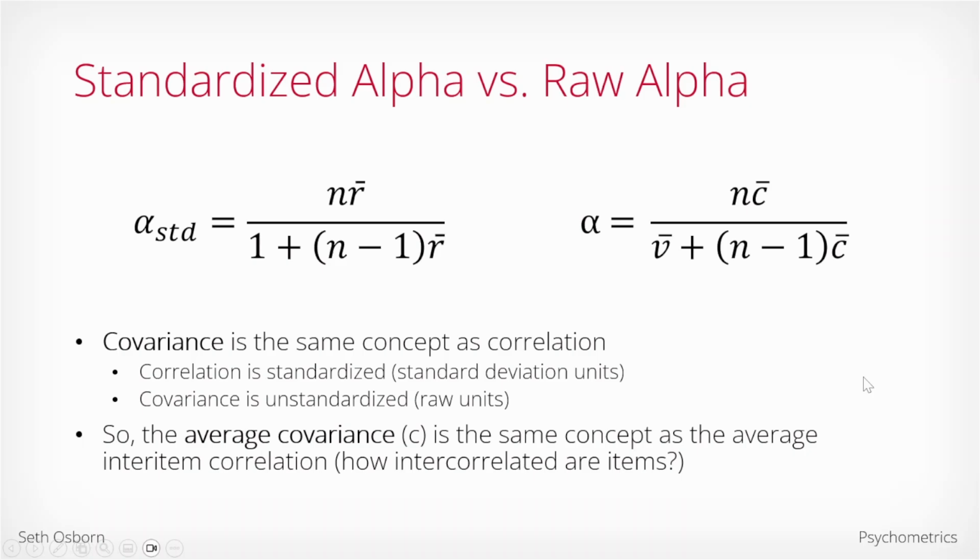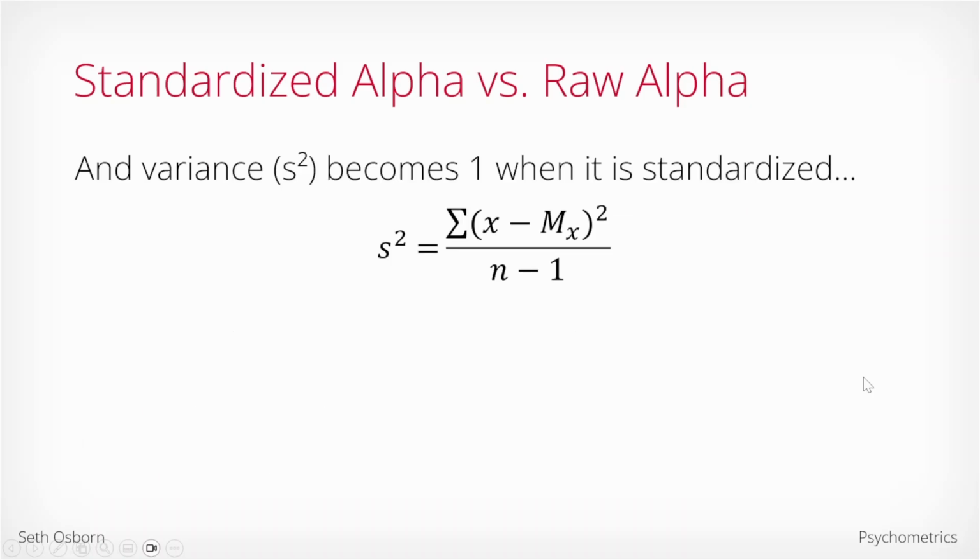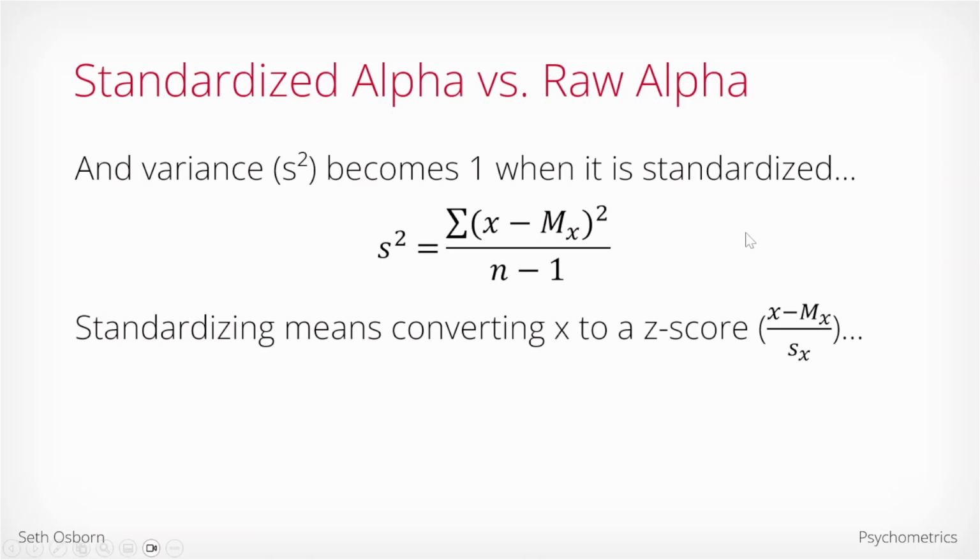Okay, I also told you that the variance becomes 1 whenever we standardize, whenever we convert all scores to z-scores. I keep throwing around that z-score term, so I'm going to explain what that means.